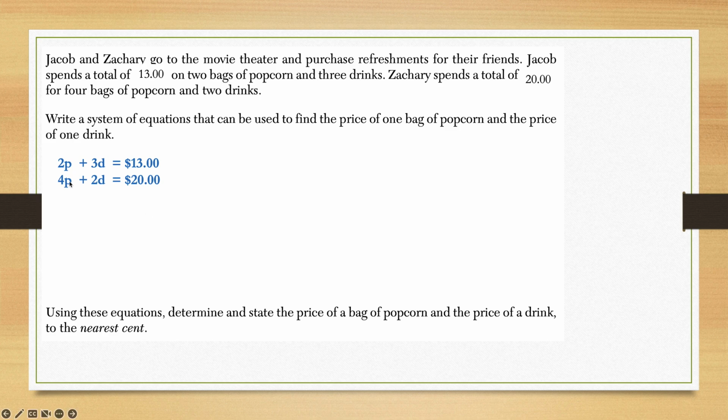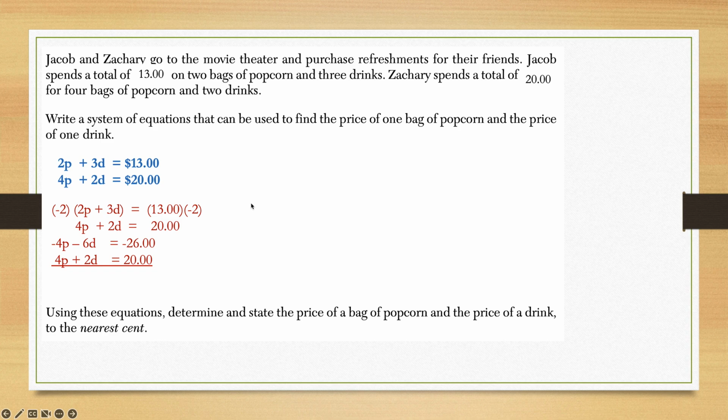But if you want to take it to the next level, you could look here and say, hey, look, 4's and 2's, 2's and 4's. If I just double this 2p, I get 4p, and that allows me to work. So what I'm going to do is multiply the top one by -2. Leave the bottom one intact. When I do that, the top one is -4p minus 6d is -26. 4p plus 2d is 20.